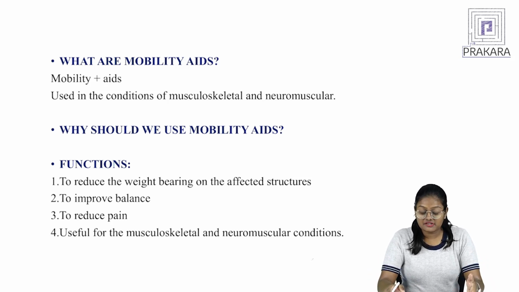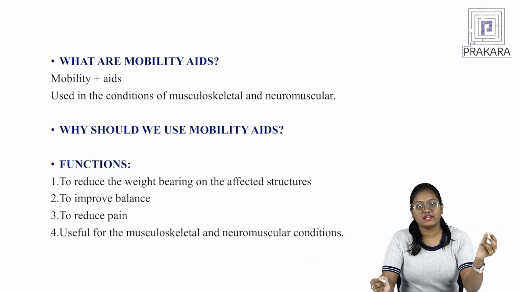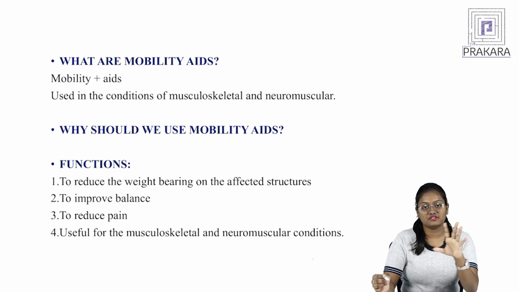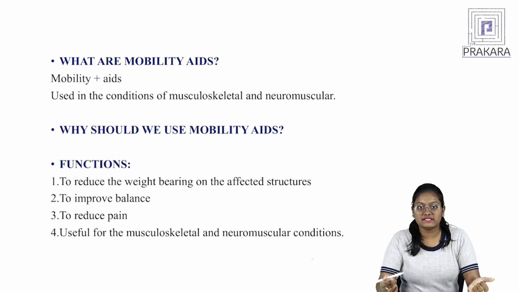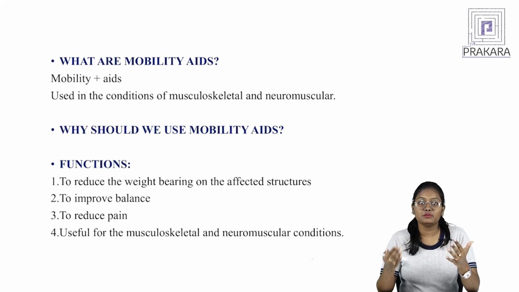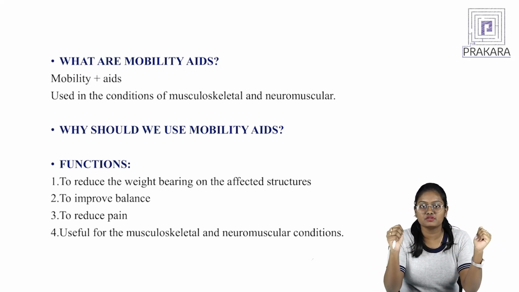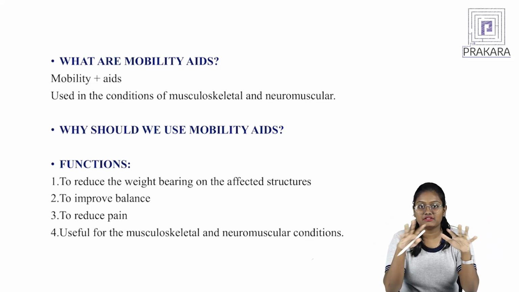So what are the functions of mobility aids? The first function of a mobility aid is that it reduces the weight bearing on the affected structure. For example, my right leg is fractured. Now I cannot walk with my right leg properly. Now I'll use a mobility aid. I'll place it on the right side, and all the weight that I ought to place on the right leg, I'll shift to the mobility aid, whatever I'm using. In that way, the weight will not be completely shifted onto my affected leg.